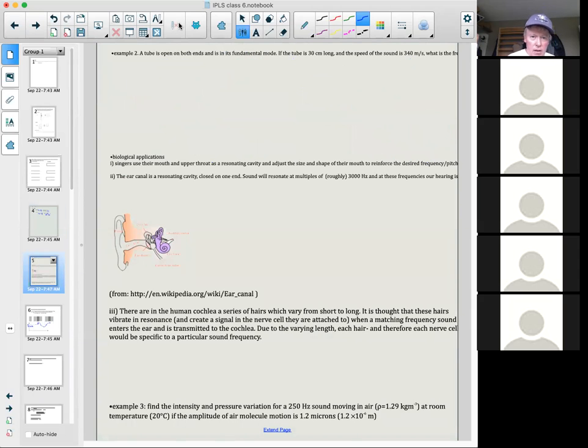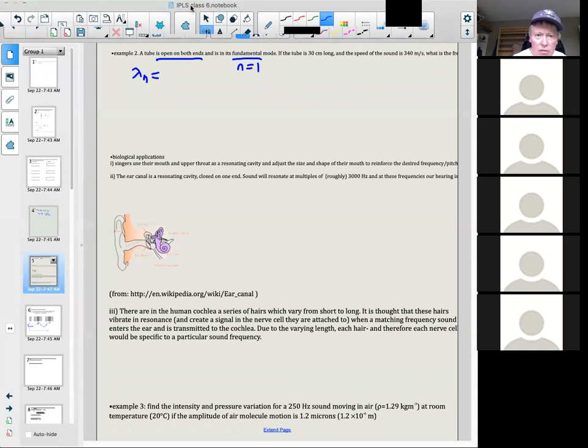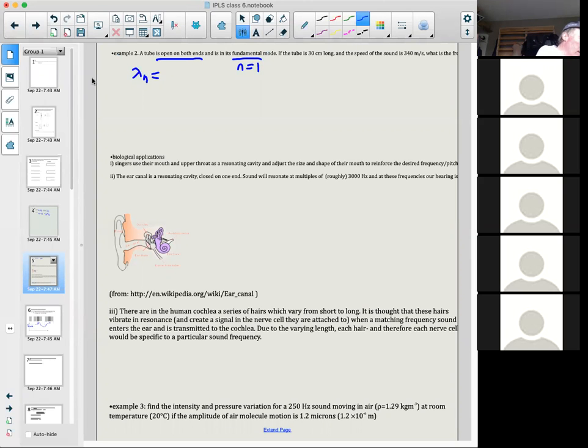So what have we got here? We've got a tube that's open on both ends. Okay, so there is the significant information. It's open on both ends, and it's in its fundamental mode. Now, fundamental means lowest harmonic means n equals 1. Because it's open on both ends, open, open, and closed, closed, both have the wavelength relationship, just like on a string, 2L over n. Here we have the length of the tube, 0.3 meters, and here we have the speed of sound.